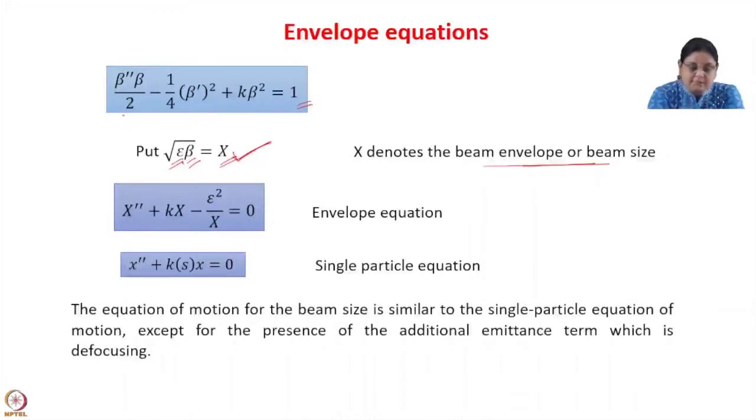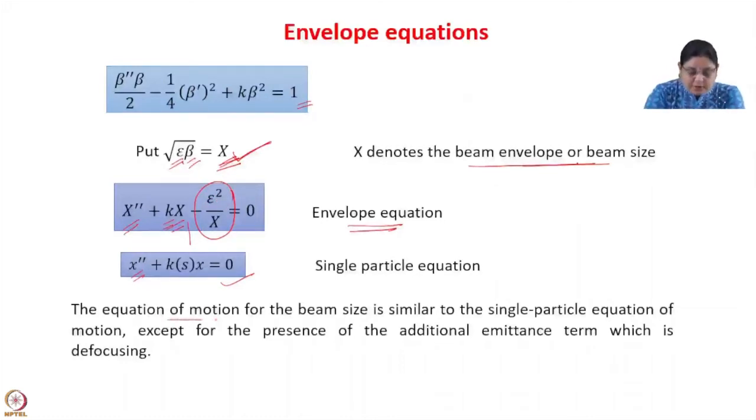So we put this, and if we substitute it in this expression and simplify, we get an expression in terms of capital X, where capital X is the beam envelope or beam size. So we have X double prime plus K X minus epsilon squared over X cubed is equal to 0. Now here you can see K is the force due to the quadrupole or whatever is the externally applied force. And if you compare it with the equation of a single particle, which is in small x, we see that these two expressions are similar except for an additional term in the envelope equation, which is in terms of the emittance, and it is defocusing.